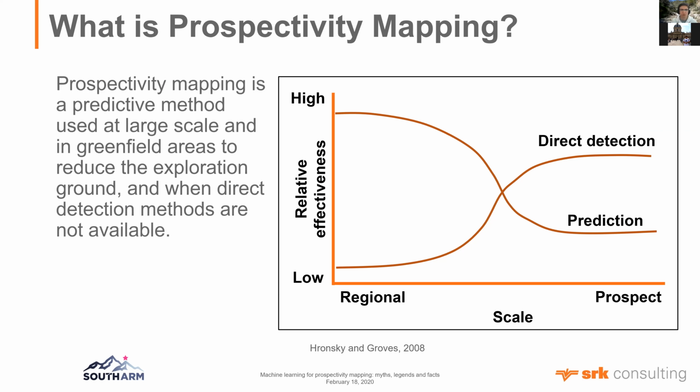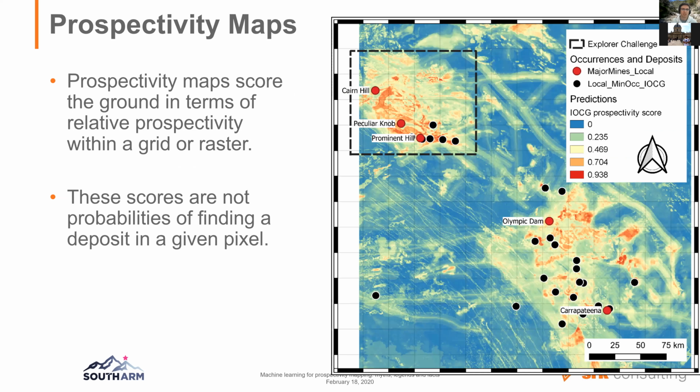So what do you do when you do prospectivity mapping? The output product usually is what's called a prospectivity map. You have an example right here. And prospectivity maps score the ground in terms of relative prospectivity within a grid of raster. So in each pixel of these maps, you have a score that goes from 0 to 1, 0 being the least prospective, 1 being the highest prospectivity.